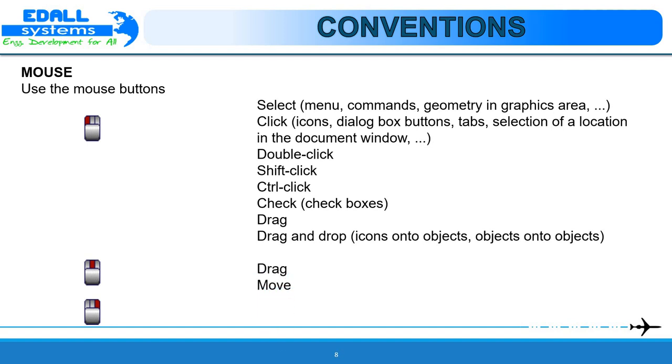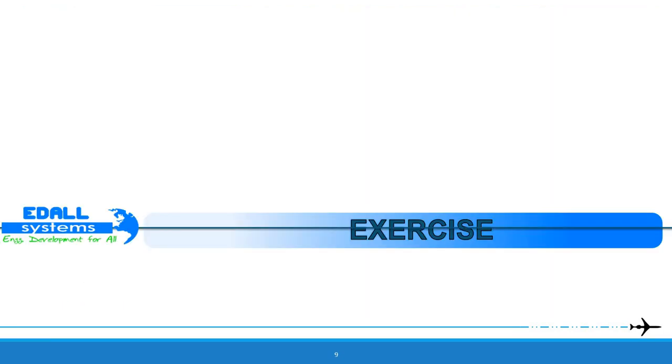The middle button, which is the scroll button, is used to drag and to move. And finally, the right button is used to select the contextual menu.